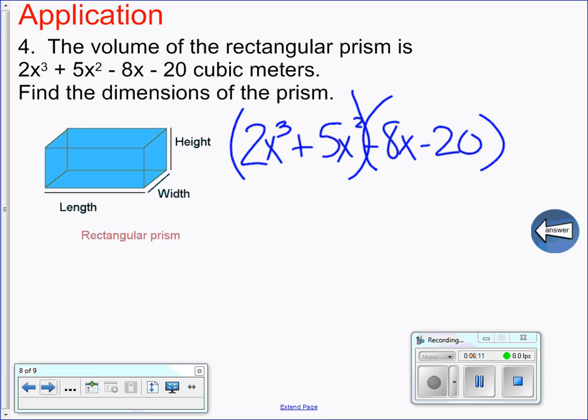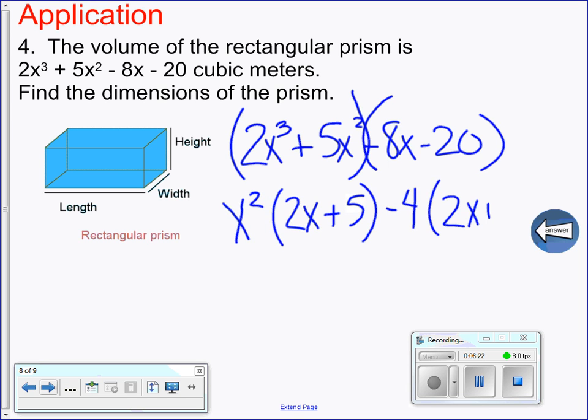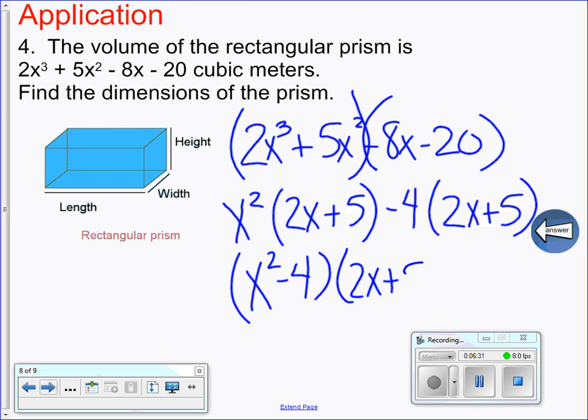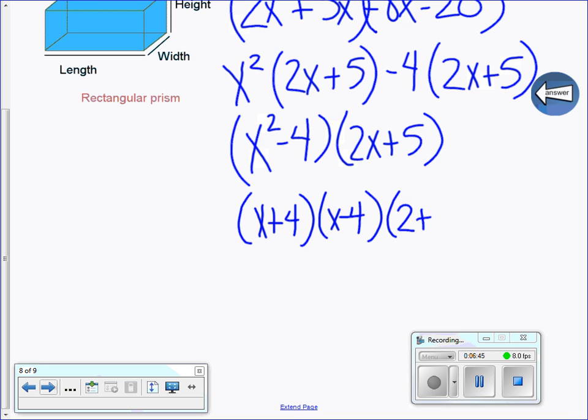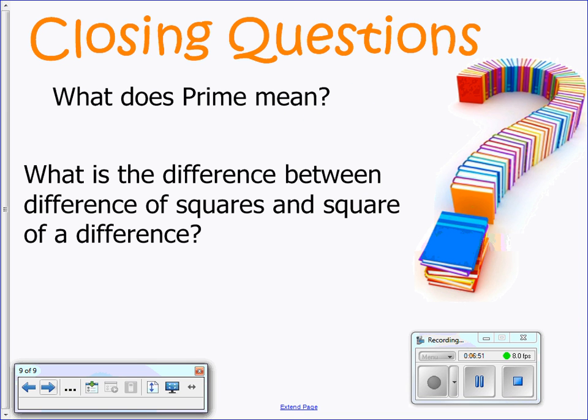So my GCF of this first one is just going to be x squared. That would leave me with 2x plus 5. And over here, if I take out a negative 4, that would leave me 2x plus 5. So I get x squared minus 4 times 2x plus 5. Recognize that this is a difference of squares, not the square of a difference. So that's x plus 4, x minus 4, times 2x plus 5. That's my solution.